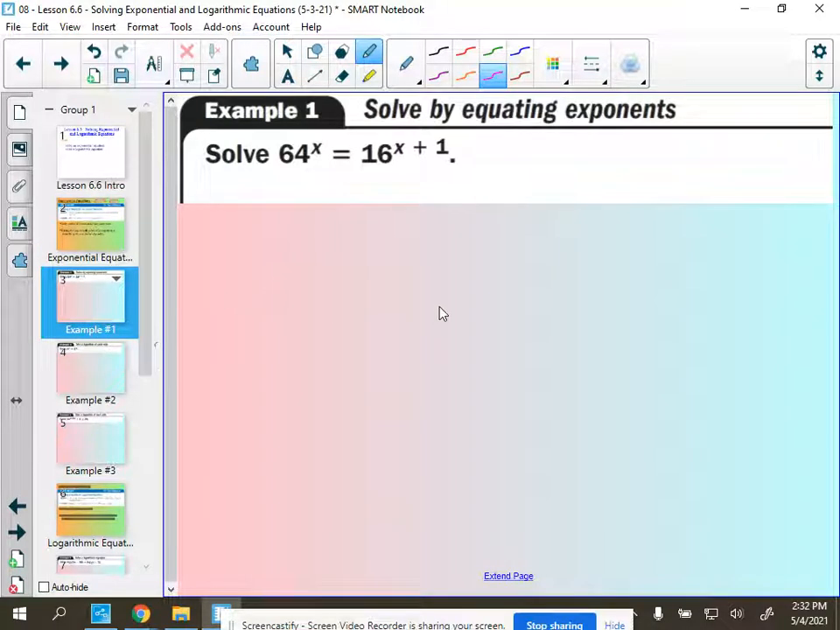All right, so here we go. Solve. It gives us a little hint there, solve by equating the exponents. But basically it's saying, hey, solve this equation. Tell me what x is. 64 to the x power is equal to 16 to that same x plus 1. So at first glance, it's hopefully very clear those aren't the same base, but there is a relationship there. Like 16 and 64, at least to me, stand out. There's a connection there, I feel like.